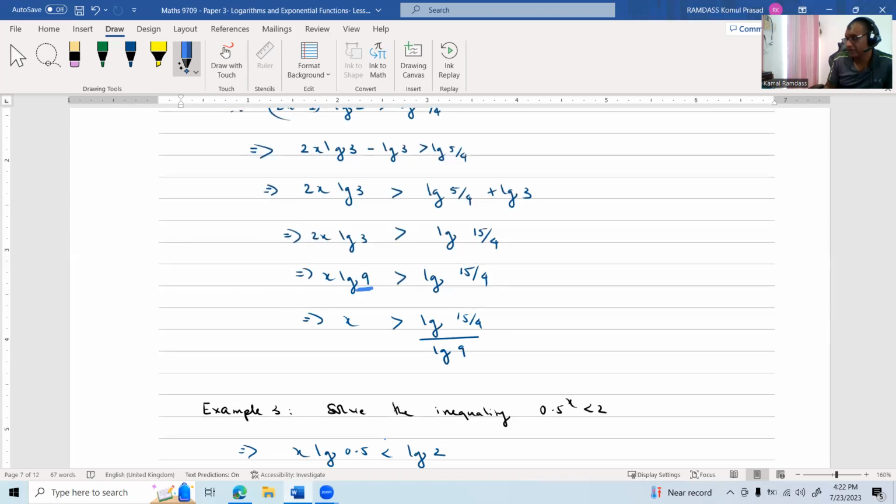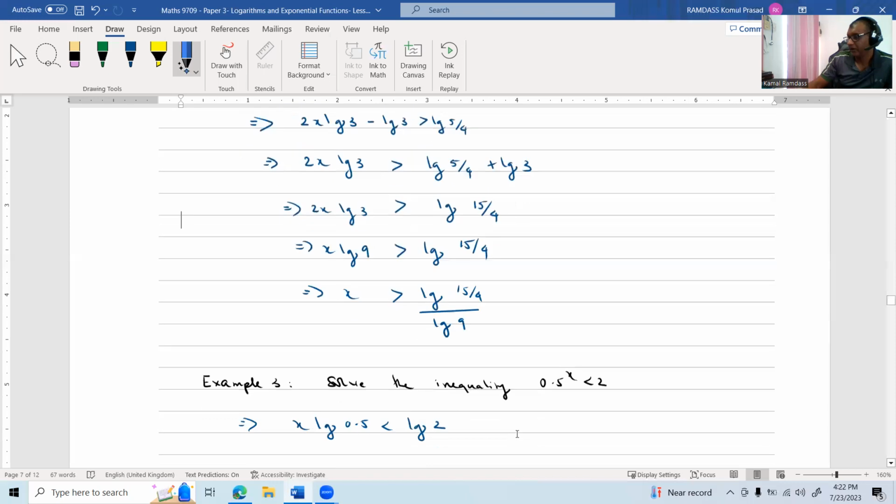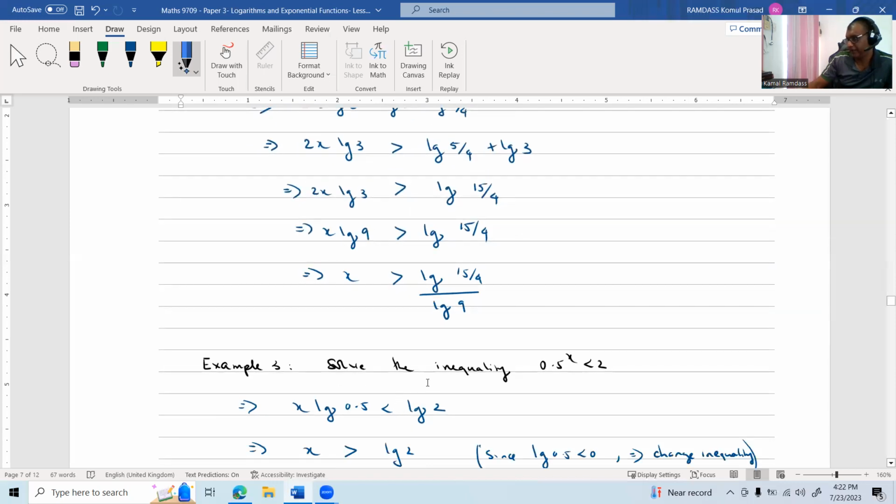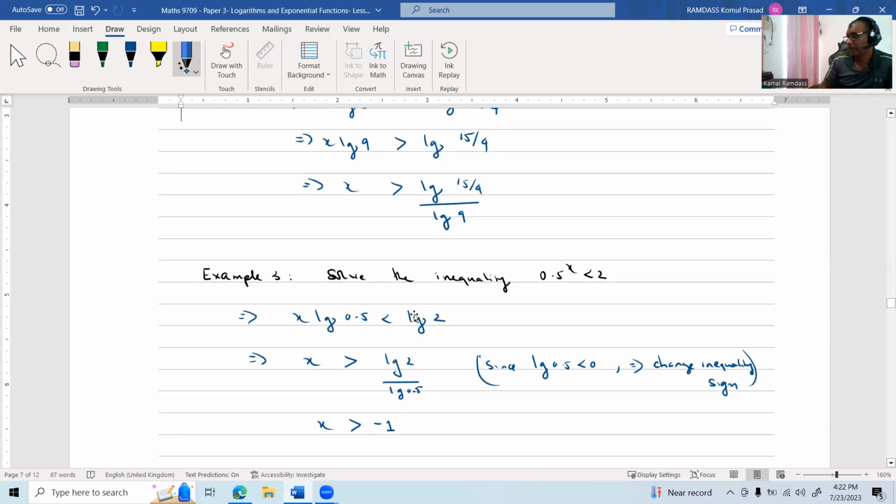Et nous allons connaître bien quand il est négatif. OK? Et spécialement, on fait un exemple pour montrer quand nous changeons de signe: solve the inequality 0.5 to the power of x less than 2. On take logarithm to base 10, ça veut dire x lg de 0.5 is less than lg de 2. Et là, x is greater than lg de 2 divisé par lg de 0.5. Et ça, c'est une négative value. OK? Ça veut dire x, en évaluant ça, il vient minus 1, x greater than minus 1.